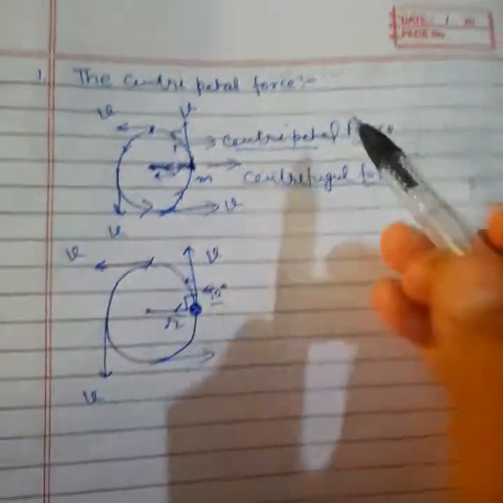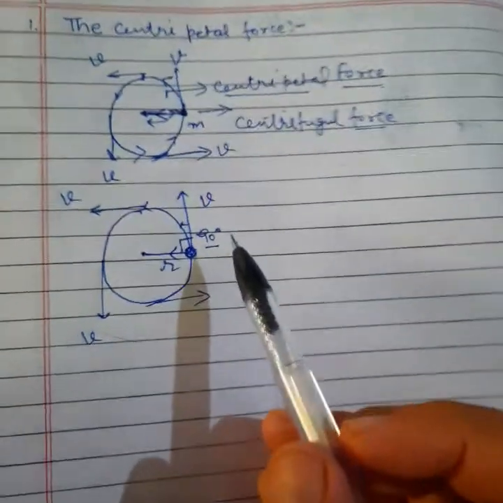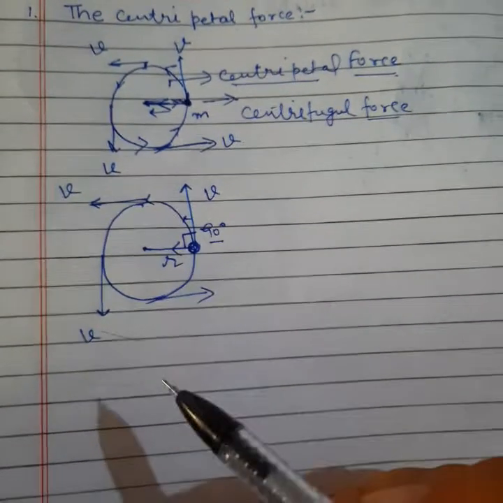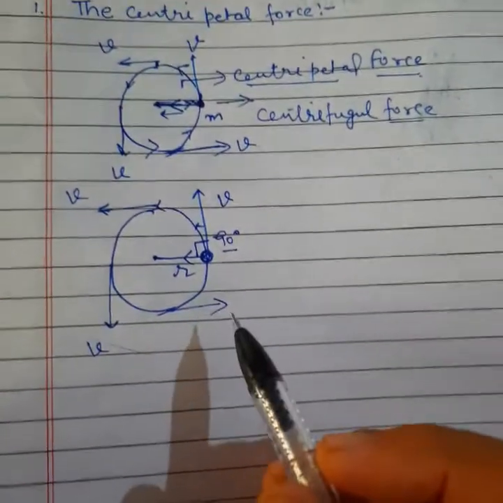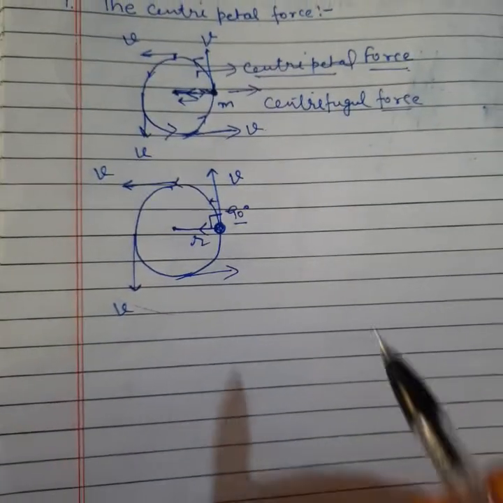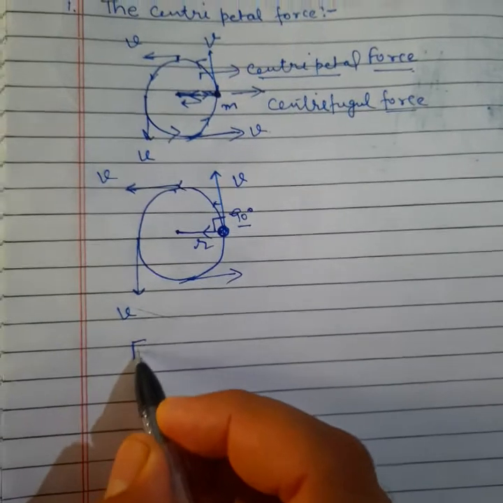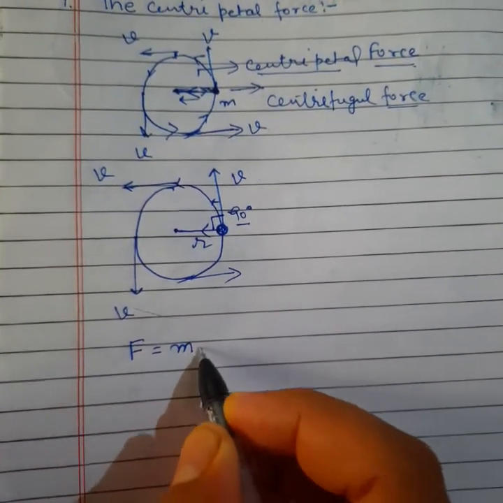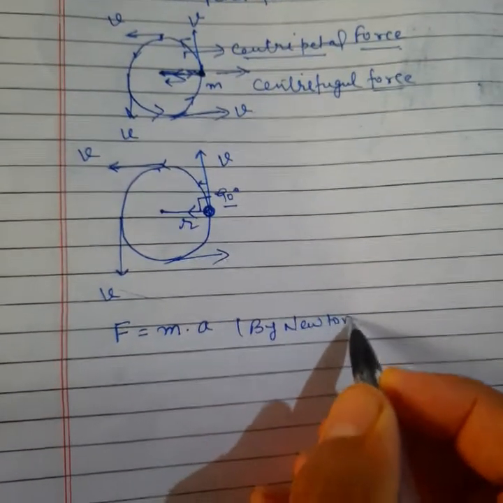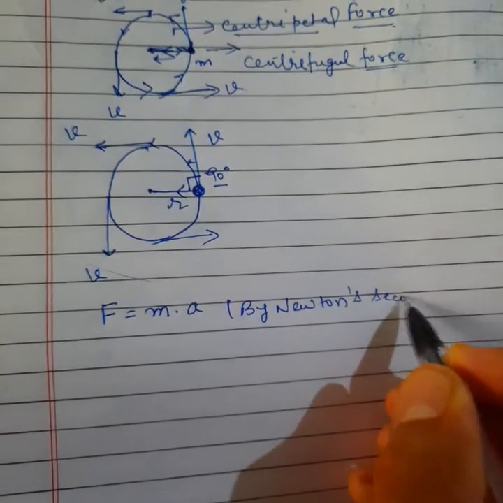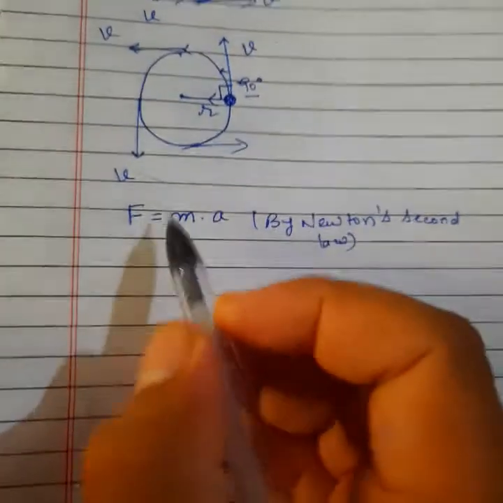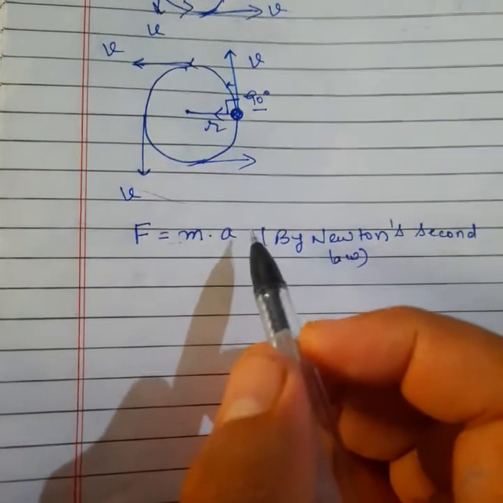Clear, student? But this is the simple explanation. That force which will come from outside towards the center, this force we can say, tell me student, this will be what? Centripetal force. Okay. Some different things we will prove here. We know force is equal to mass into acceleration by Newton's second law. Clear? F is equal to ma. F is force, m is mass, and a is acceleration.